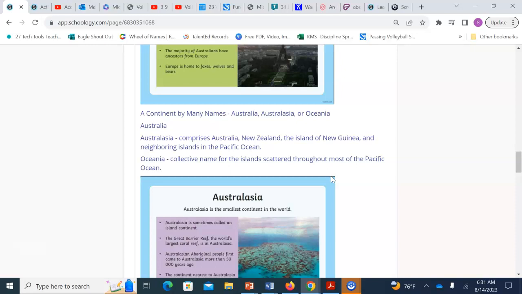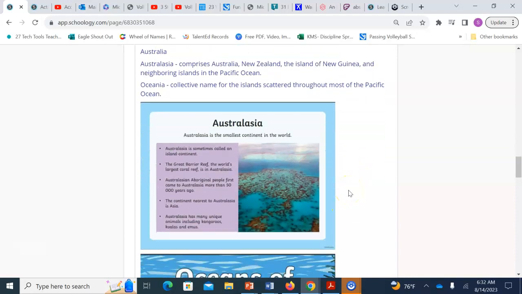So Australasia takes all of those places I've just said and gives credit to them by calling it Australasia. But you may have heard of the term Oceania. Oceania is also a way that you can say all of the islands because Australia is an island. So is Papua New Guinea, so is New Zealand. So all of those islands are in the Pacific Ocean. So Oceania is a way to refer to this area as well. It's the smallest continent.